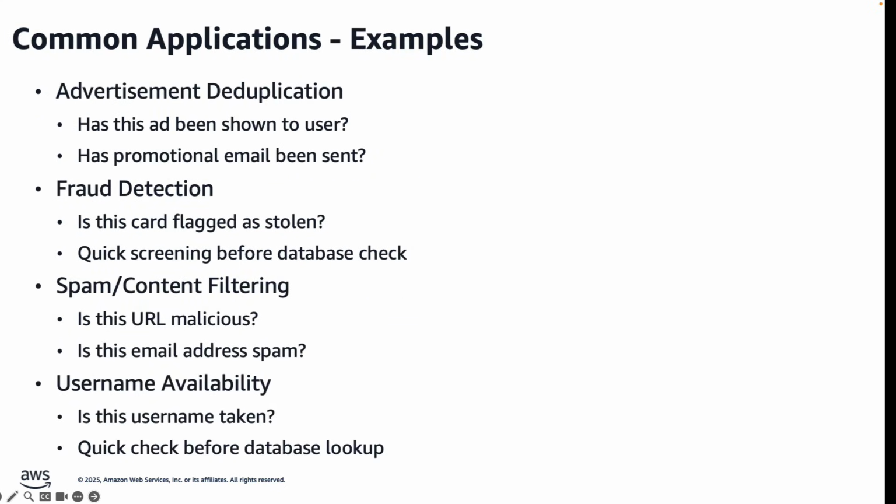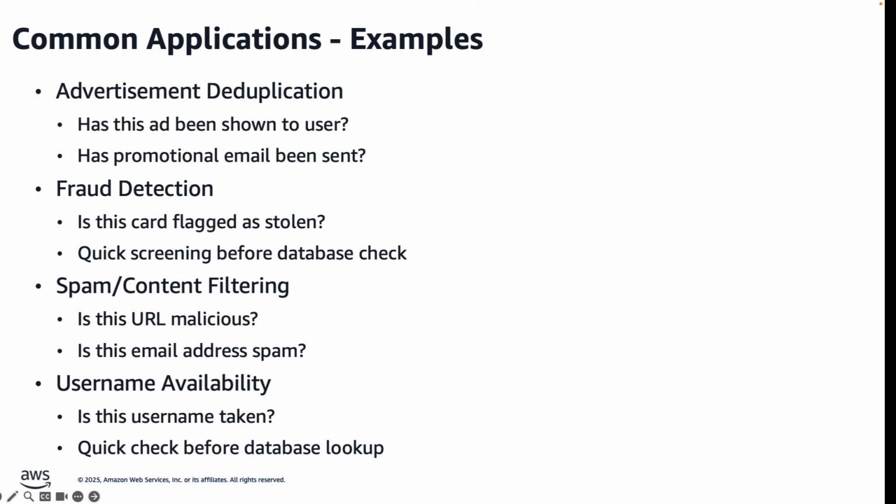So these use cases demonstrate the power of Bloom filters for answering "have I seen this before" questions at massive scale with minimal latency. For advertisement deduplication, imagine serving millions of ads daily. Instead of querying a database every time to check if a user has seen an ad or not, you can get an answer instantly from a Bloom filter. If it says definitely not shown, you can serve the ad immediately. If it says probably shown, you might skip that ad or do a quick database verification.